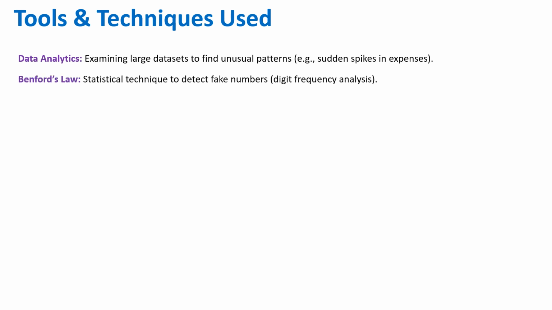Next one is Benford's law, statistical techniques to detect fake numbers, digit frequency analysis. So this is a specific statistical method to see if there is any fraud by unusual patterns. Third one is digital forensics, analyzing emails, computer files, and databases for hidden evidence.